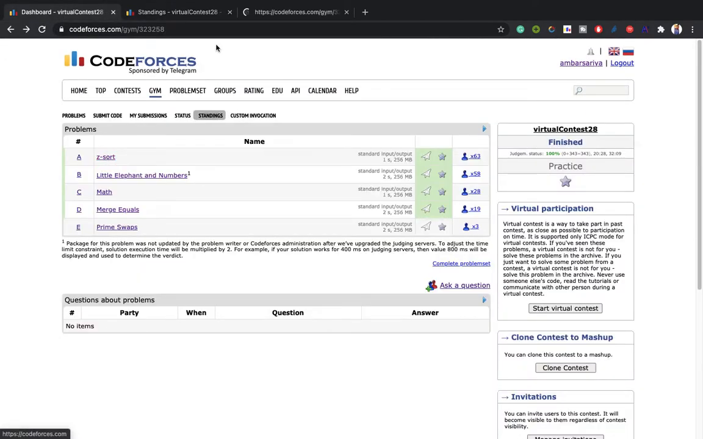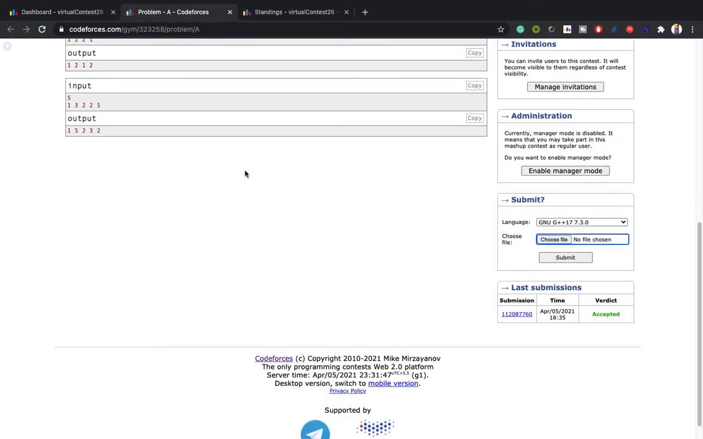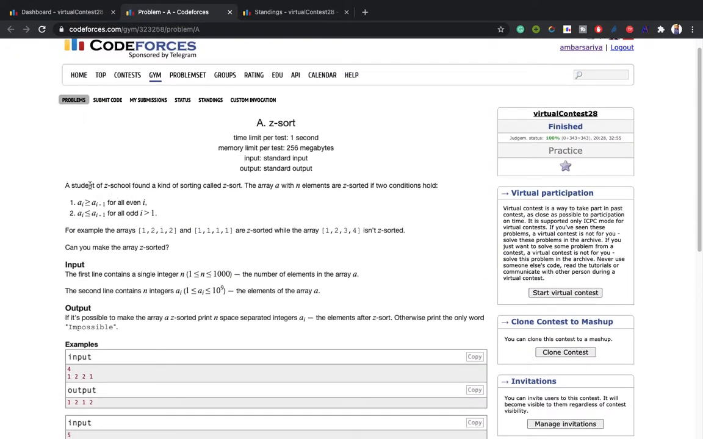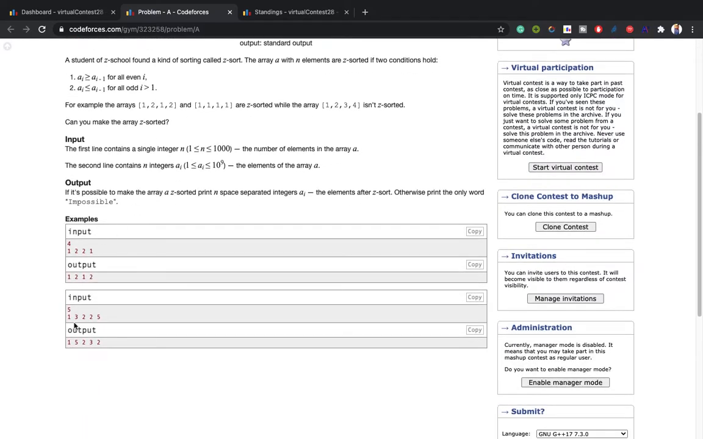The first question was Z Sort. In this question we have to sort an array in such a way that all the even places of that array must be bigger than the one before, and all the odd places of the array must be lesser than the previous element. Let's do it with the pen board.